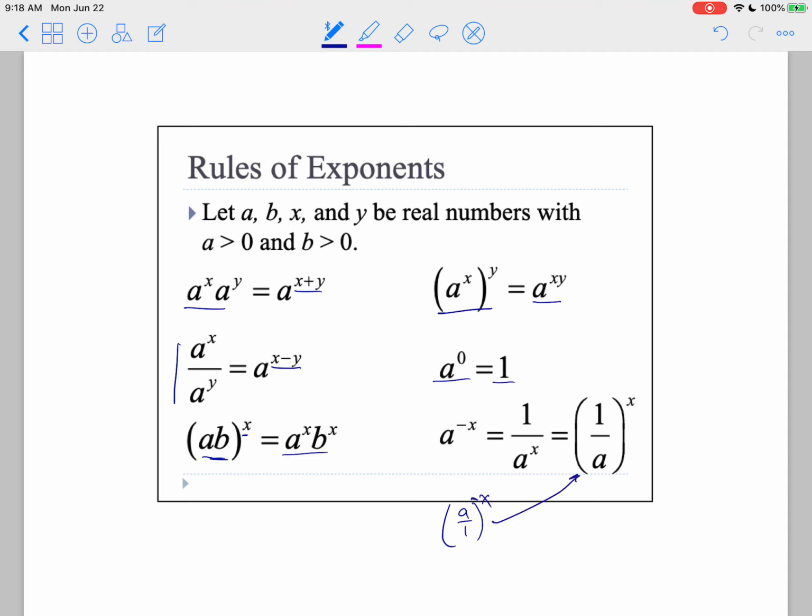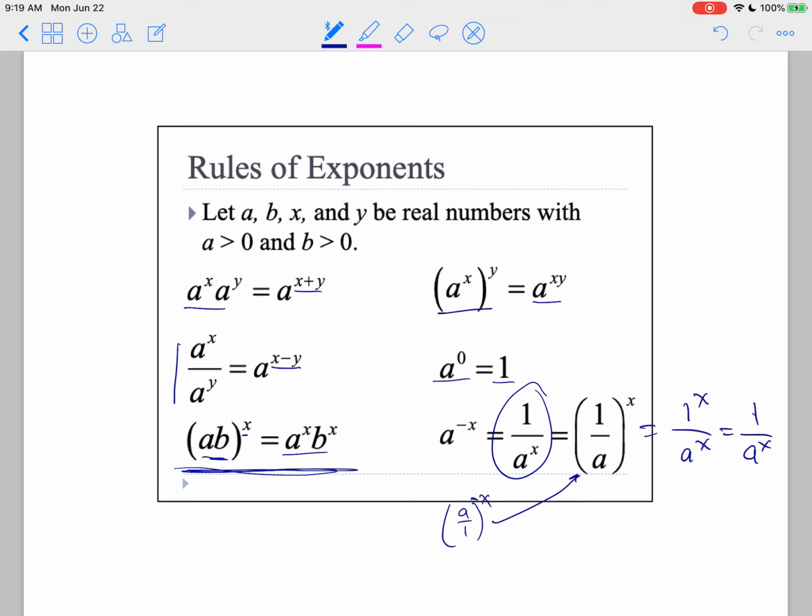So a to the negative x is really a over 1, and so we take the reciprocal, which gives me 1 over a to the x, but then using a variation of this rule over here, this is 1 to the x over a to the x, and 1 to the x is still 1, so that's how we get this part here. Okay. So you should already be familiar with these exponent rules.